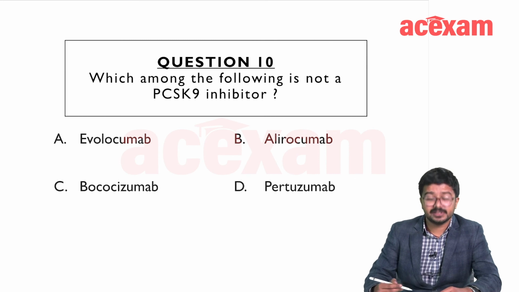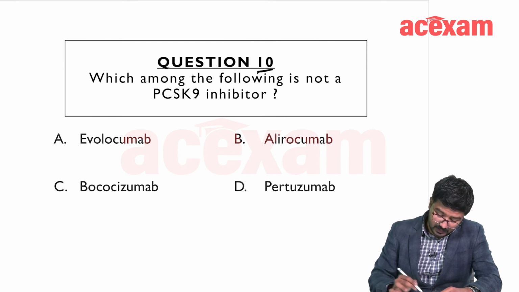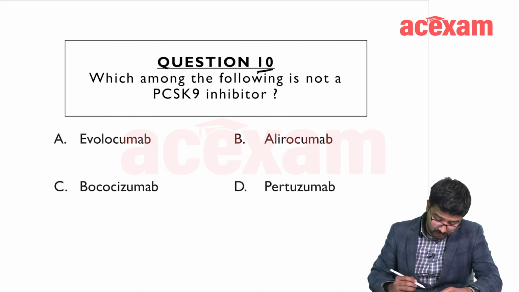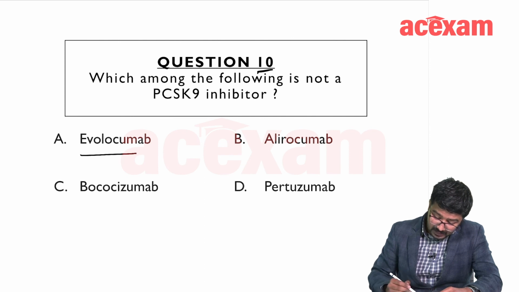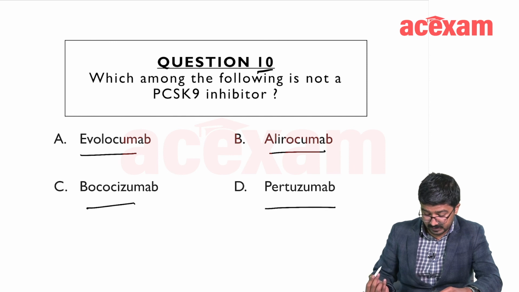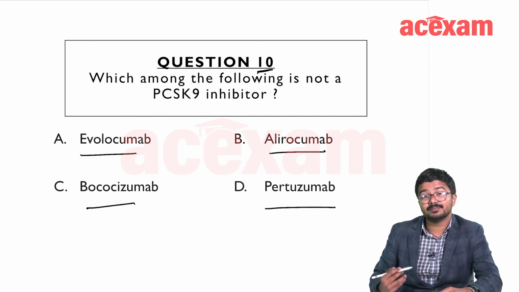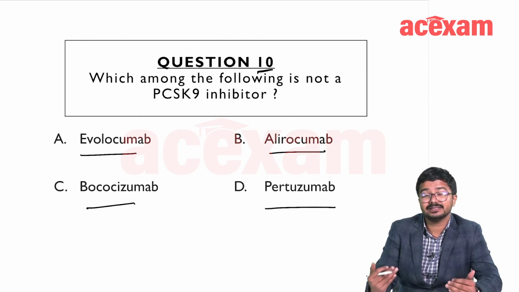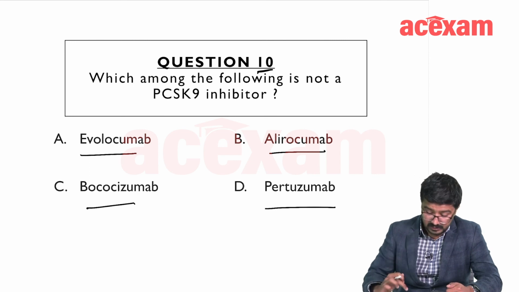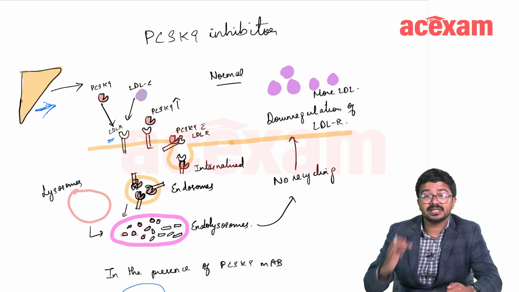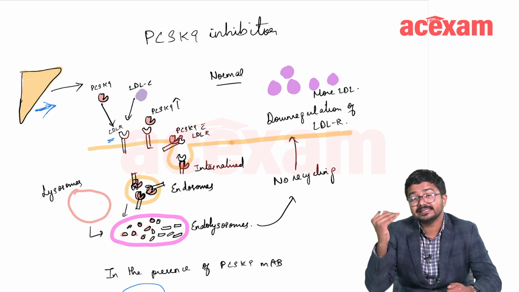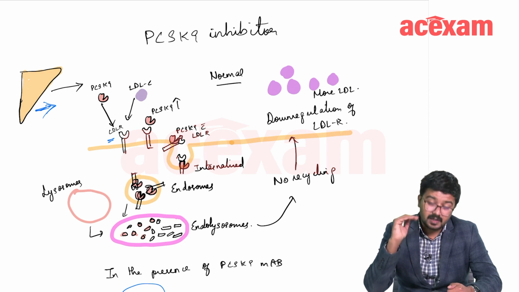Now let us go to the next question, which is question number 10. Which among the following is not a PCSK9 inhibitor? The options are evolocumab, alirocumab, bococizumab and pertuzumab. For answering this question, first and foremost you should understand what PCSK9 is and where this group of agents comes. PCSK9 inhibitors come under hypolipidemic agents. Let us understand how a PCSK9 inhibitor acts.